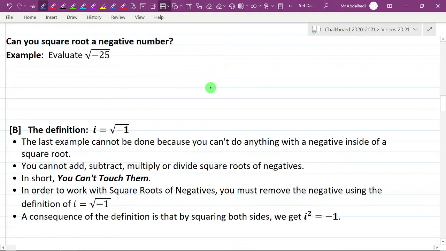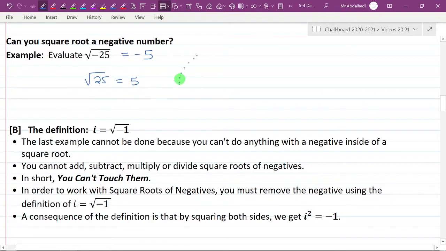Okay, so we'll talk about imaginary numbers by starting with a question. Can you square root a negative number? Okay, like for instance, can you square root negative 25? And if you're not paying attention, you might think, well, the square root of negative 25 is negative 5 because the square root of 25 is positive 5, right? And the answer is no, it doesn't work like that.